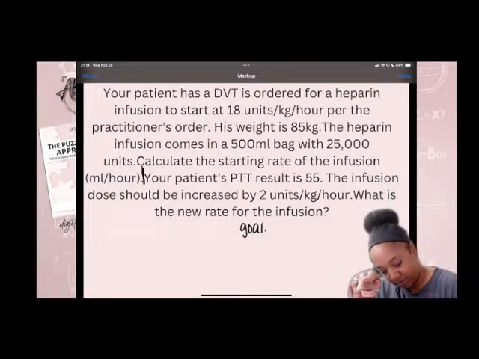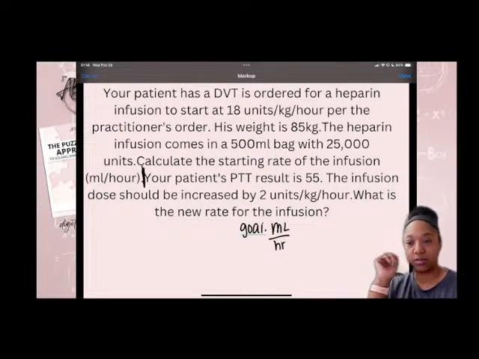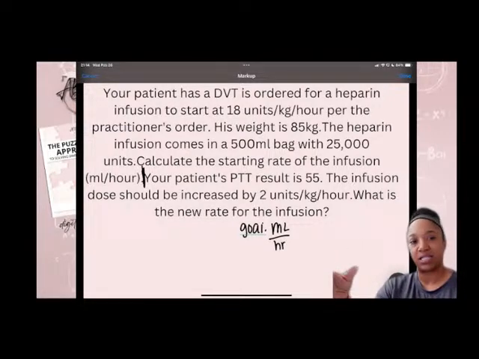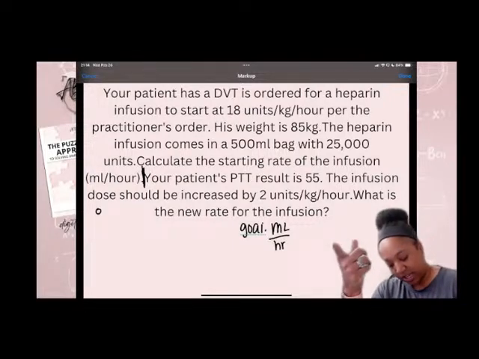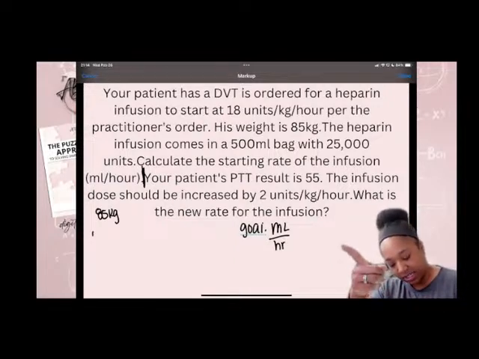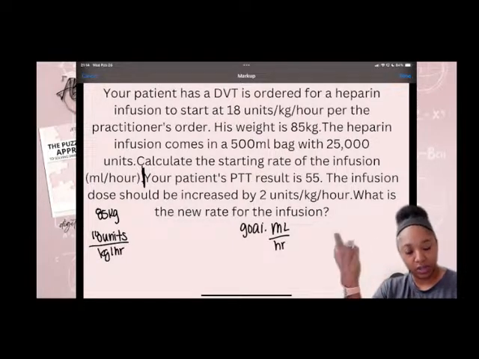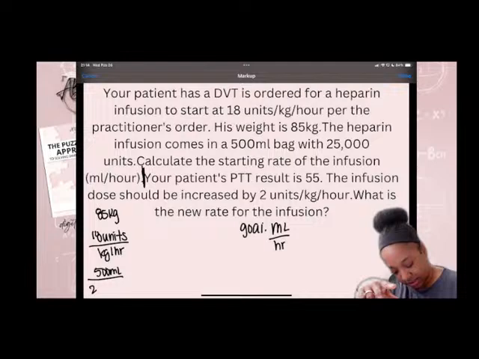So that's the first part. Milliliter per hour, right? So remember what I said about weight based. Heparin is based on the patient's weight. So we need the patient's weight, which is 85 kg, and then the prescription, that's the second P, right? 18 units per kg per hour. And then the third P was the product, right? So there's a 500 milliliter bag with 25,000 units.